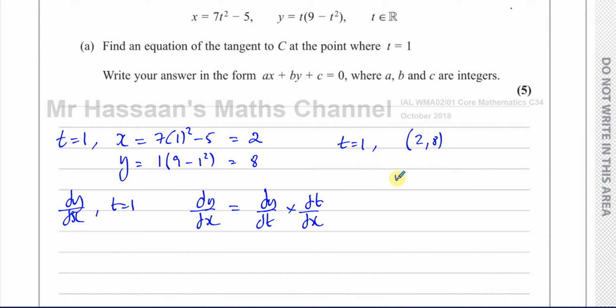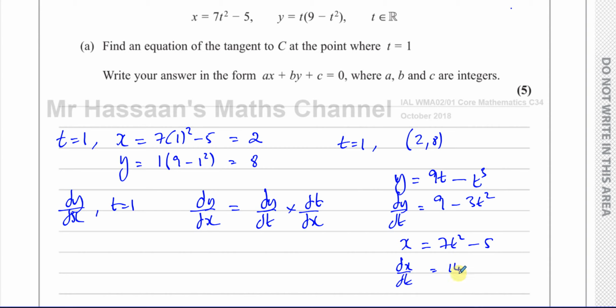So we know that y is equal to, if I expand that to make it easy to differentiate, t times 9, which is 9t, minus t times t squared, which is t cubed. So dy/dt is going to be 9 minus 3t squared. And we know x is equal to 7t squared minus 5. So dx/dt is going to be 14t. So we can say dy/dx is going to be dy/dt, which is 9 minus 3t squared, multiplied by dt/dx, which is 1 over 14t.